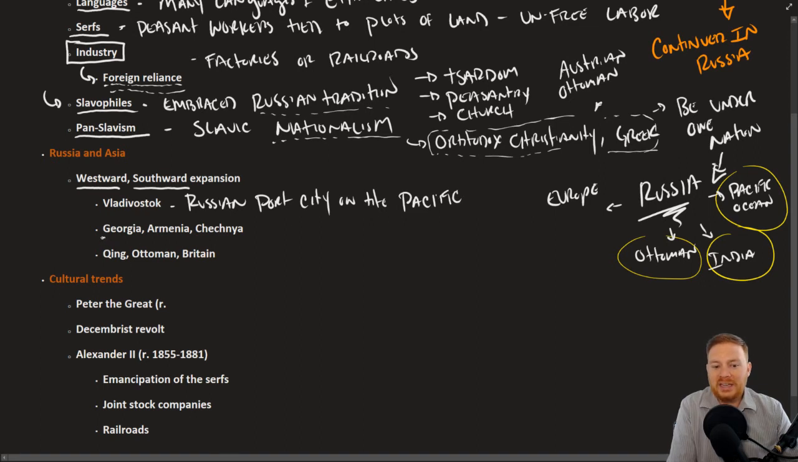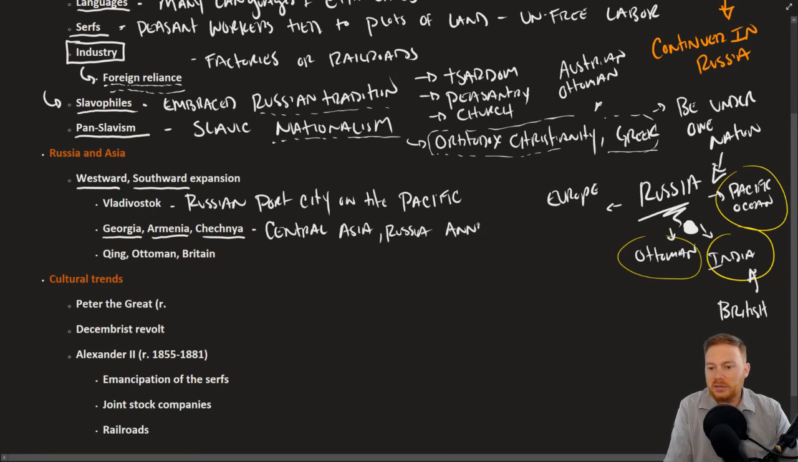The Russians annexed territories like Georgia, Armenia, and Chechnya. These are in Central Asia. Would have been located, if we're using this as a map, they're kind of located in between the Ottoman Empire and India. And of course, India at this time is largely British. The British are exercising a lot of control in there. So Georgia, Armenia, Chechnya, Central Asia, we could just say Russia annexed, right? Annex means to take over.